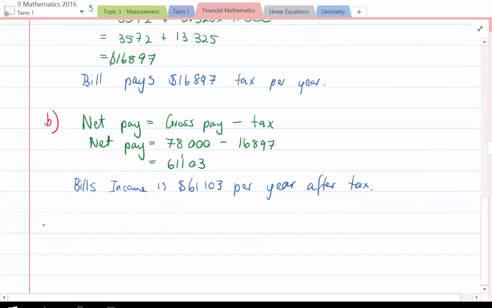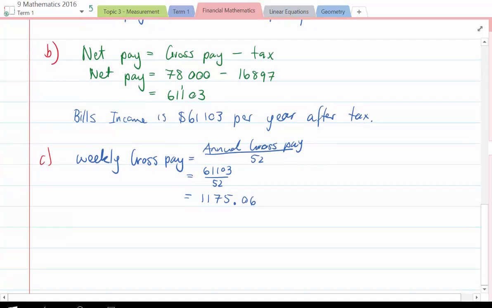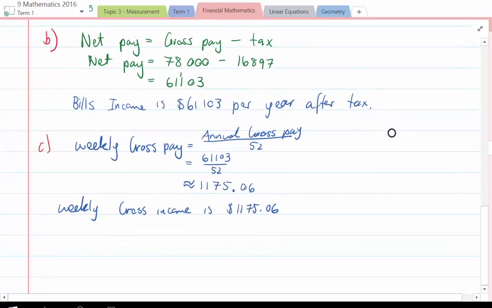Now the last one is a nice easy one. We're just trying to work out his weekly pay, which will be the annual pay over the number of weeks in the year, 52, which will be 61,103 on 52. And we get approximately 1,175 and 6 cents. I'll use my approximate equals here because I did approximate. So his weekly income is approximately $1,175.06. All right, so it's nice and easy. It's just a matter of following this table.